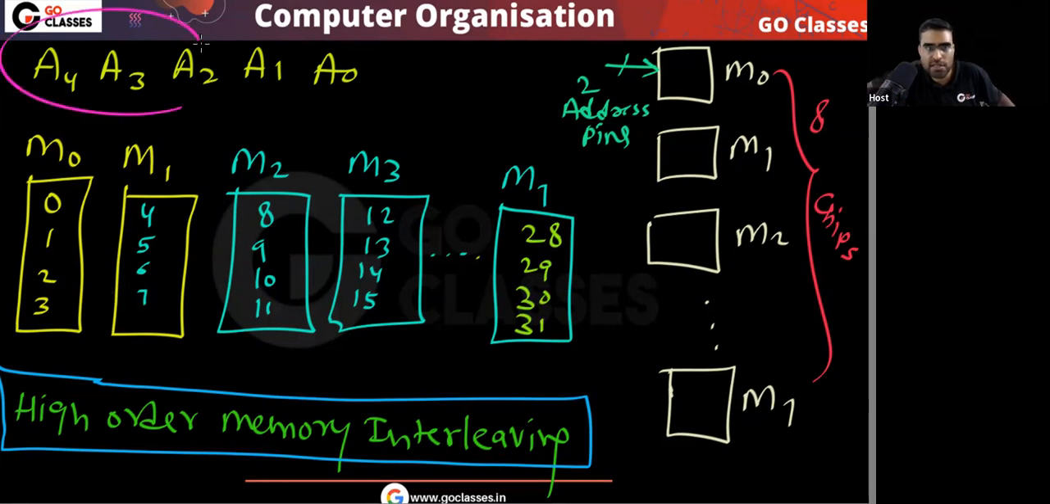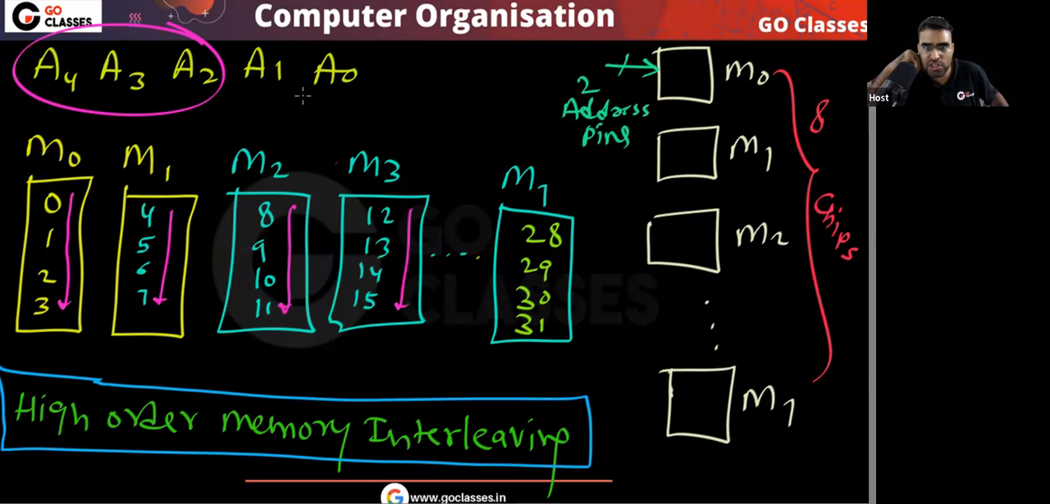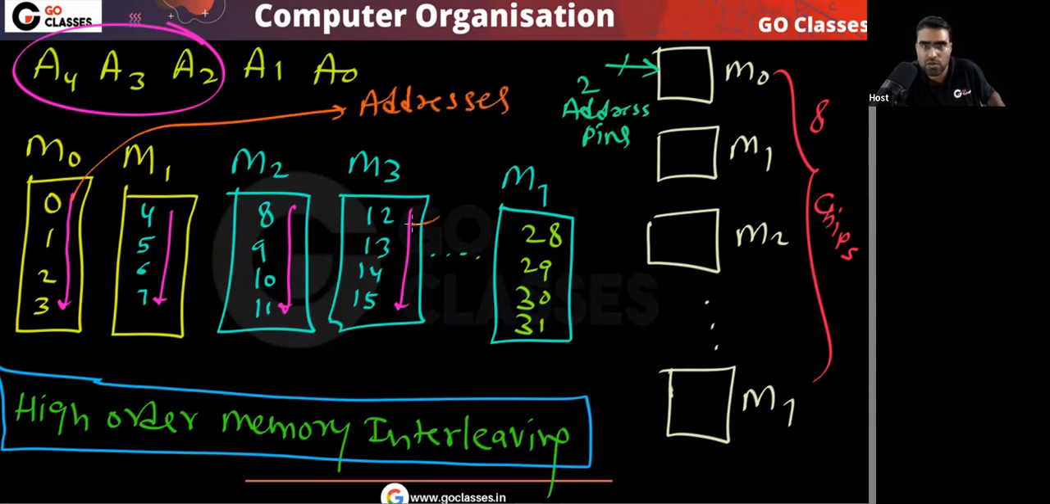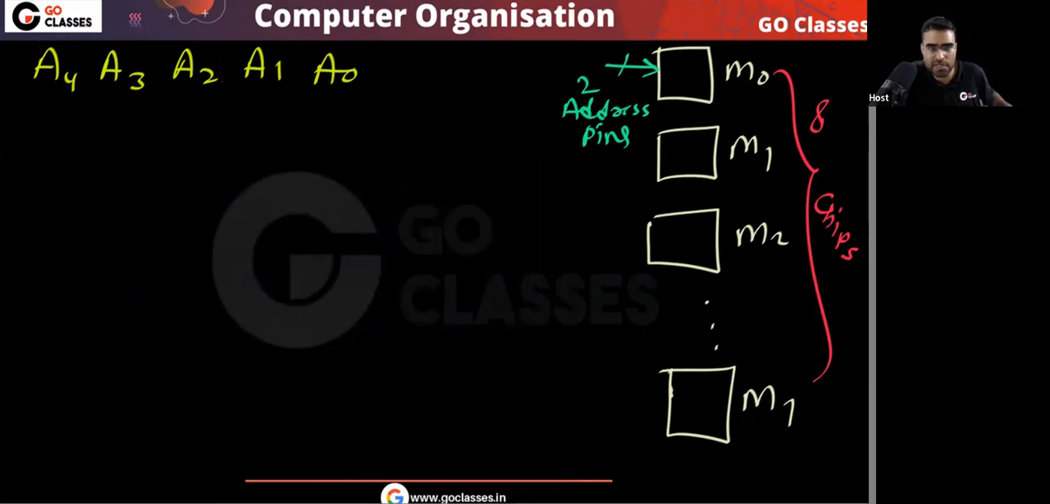Can you notice that in this high order memory interleaving, in every memory module you are getting consecutive addresses? Within a module, you have consecutive addresses. Yes or no? So remember, these are addresses. So very simple. Now you tell me the conclusion.